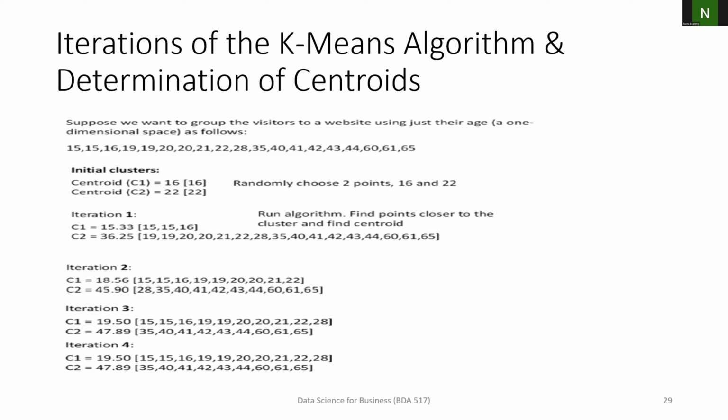And now the centroid for cluster 1 is 19.50. Okay. And then cluster 2 is 47.89. It does the fourth iteration. It remains the same. 19.50, 47.89. Then it stops, because now there's no need to add anything to it. So that's how the algorithm works.